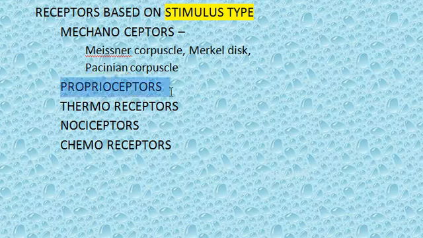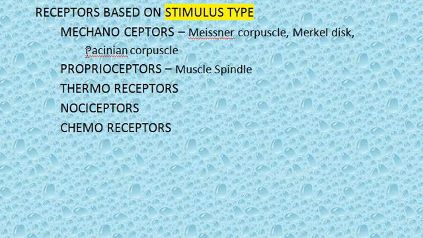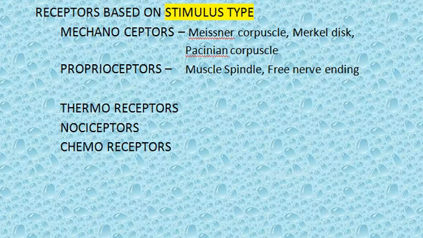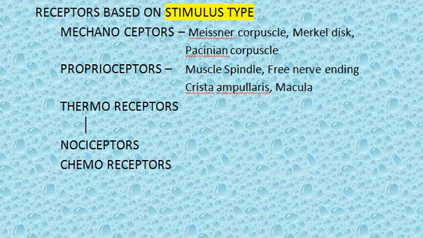What about proprioceptors? Muscle spindle. You'll never forget that, right? Proprioceptor, muscle spindle. Actually, there are so many proprioceptors, like the muscle spindle you have. Then you saw free nerve ending. Then you saw crista ampullaris, macula, right? Thermoreceptor means they can sense temperature.